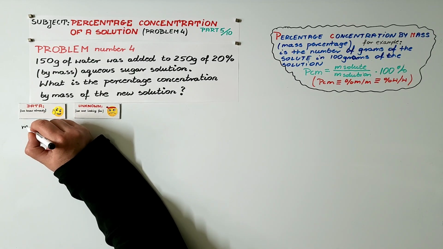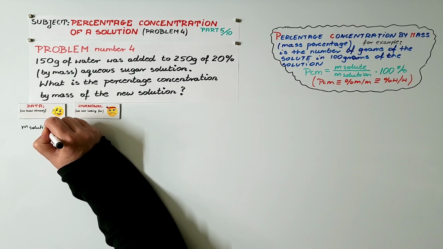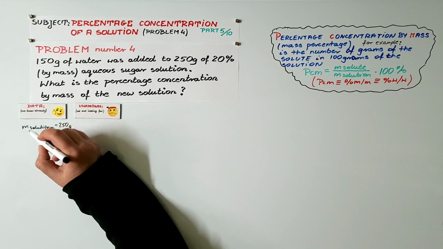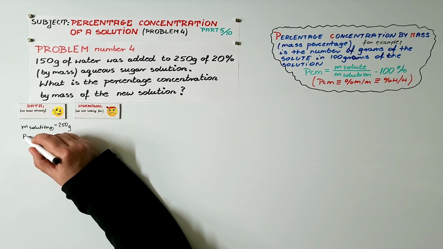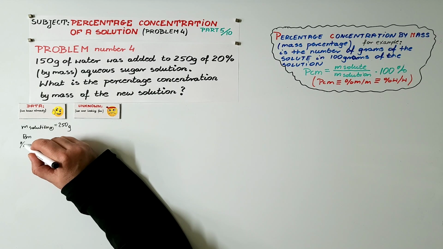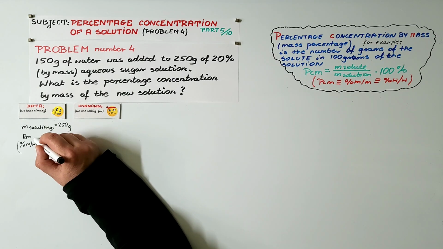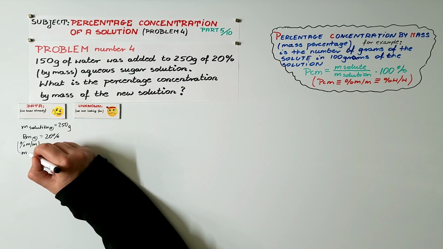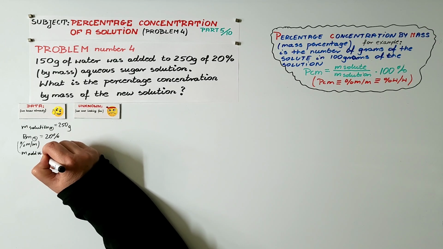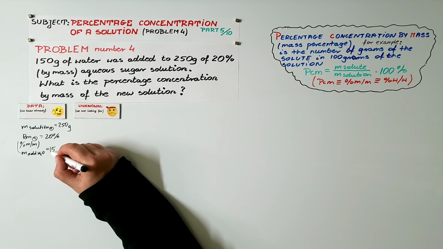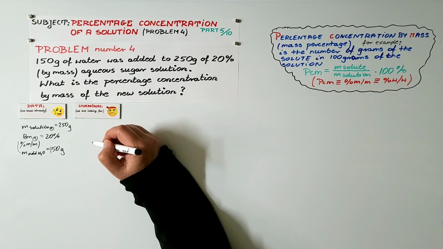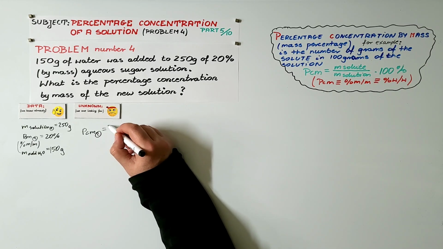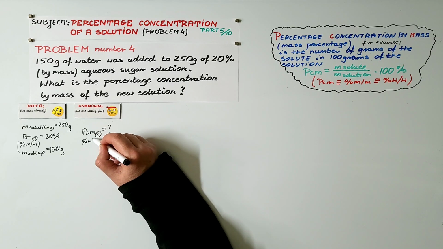We know already mass of solution 1 equals 250 grams. We know percentage concentration by mass, PCM, or in other words percent mass over mass, equals 20%. And we know mass of added water, 150 grams. We are looking for percentage concentration by mass in the second solution, in other words, percent mass over mass.